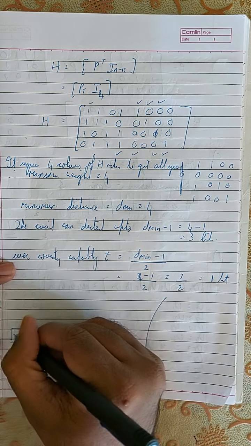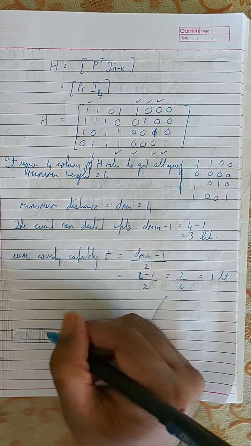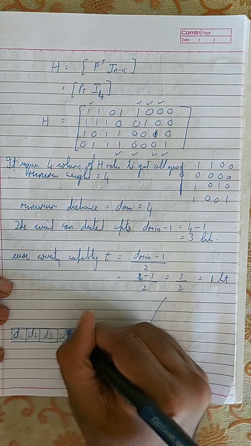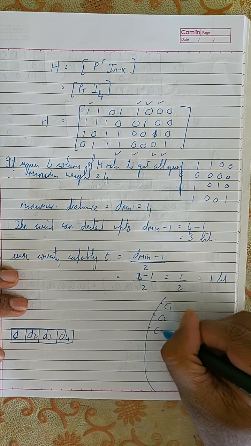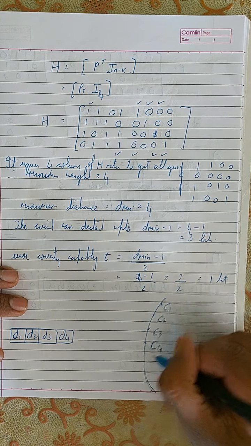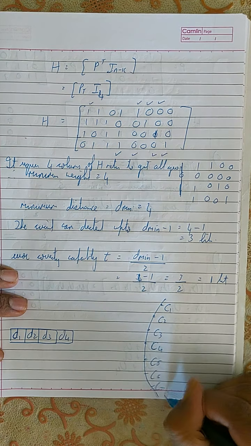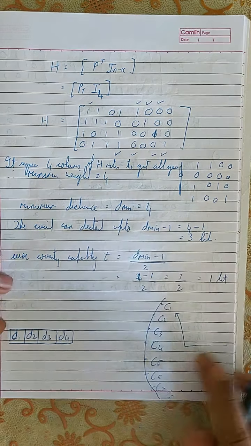Okay, here the names are different, right? Instead of U and B, you have C and D. So this is D1, D2, D3, D4, and here it is C1, C2, C3, C4, C5, C6, C7, C8. Okay, this is the circuit. This is the encoder of the circuit.